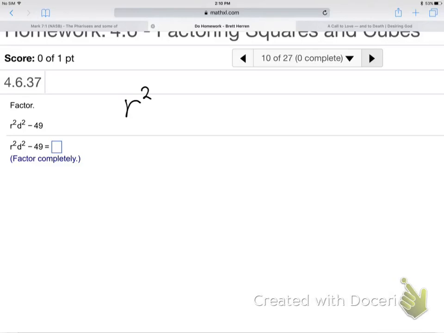Okay, so R squared D squared minus 49. Okay, so it's an FL. The OI is missing. It's only two terms. See, it's two terms, not three.